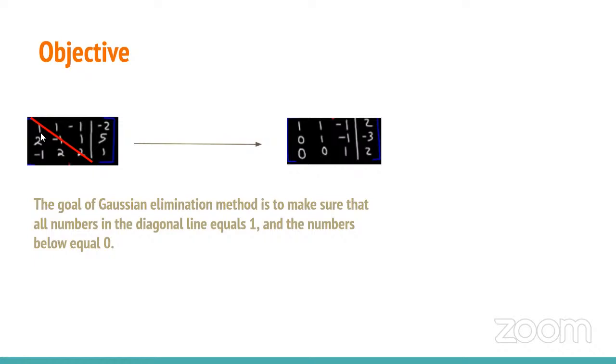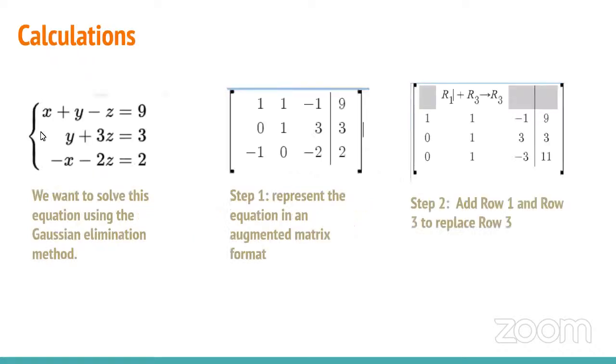I want to use an example to explain what Gaussian elimination actually means. In the first image, we want to solve this system of equations using the Gaussian elimination method. If you look at the equations on the screen, you see x plus y minus z is equal to 9 in the first row. The second row, y plus 3z is equal to 3. Then the third row, minus x minus 2x is equal to 2.